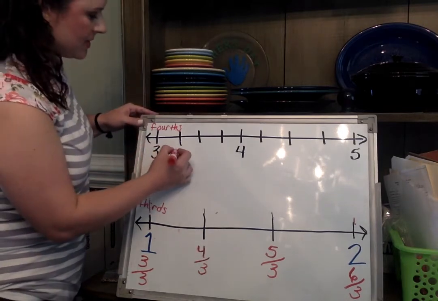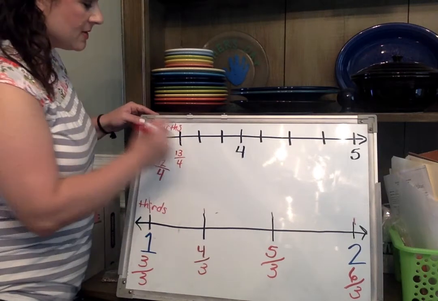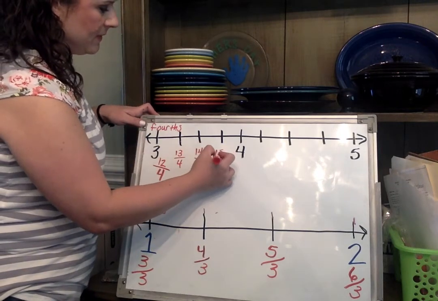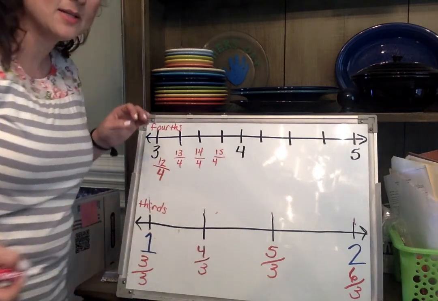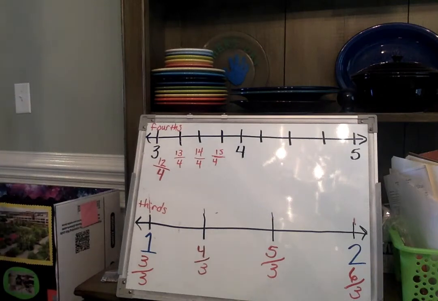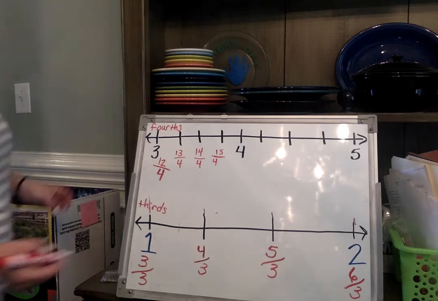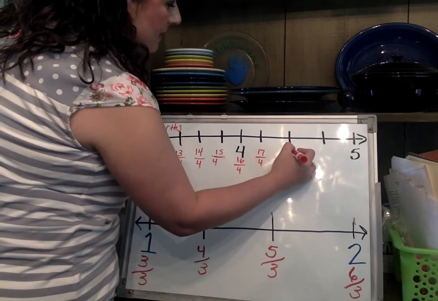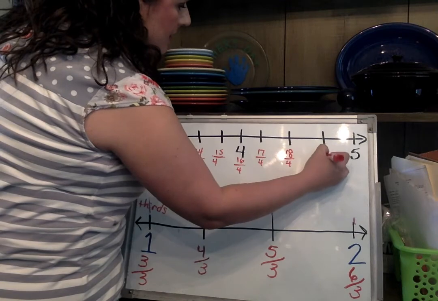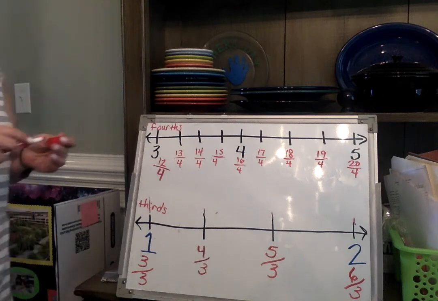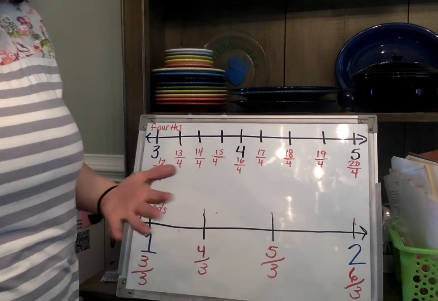So if this is 12/4, then this is 13/4, 14/4, 15/4. Go ahead and stop the video now. That's not very pretty. And label the rest of these. Okay, so I have 16/4, 17/4, 18/4, 19/4, and 20/4.